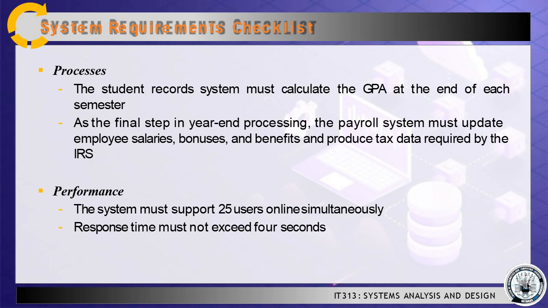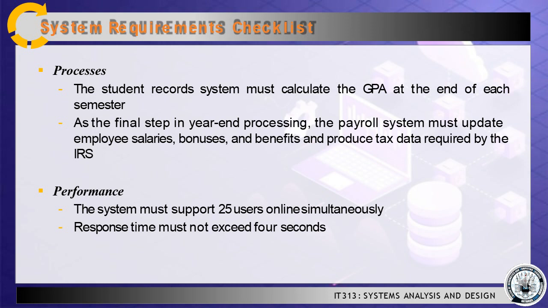For process examples, first, the student record system must calculate the GPA at the end of each semester. Second, as the final step in your year-end processing, the payroll system must update employee salaries, bonuses, and benefits and produce tax data required by the IRS.